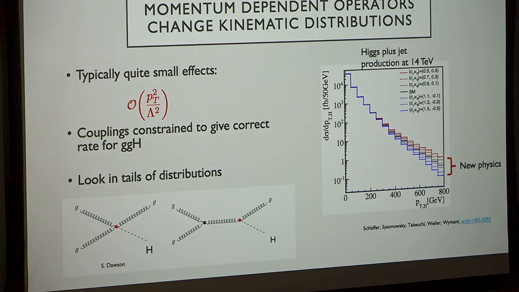And now I see the same generic thing in the standard model effective field theory that I saw in the zeta case. I see a dependence in the amplitudes on pt squared over lambda squared.